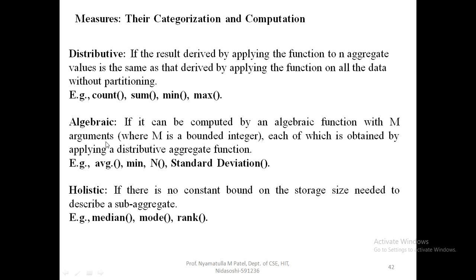Next, coming to one more type of measure called an algebraic measure. An aggregate function is algebraic if it can be computed by an algebraic function with m arguments, where m is a bounded integer, each of which is obtained by applying a distributive aggregate function. For example, average.